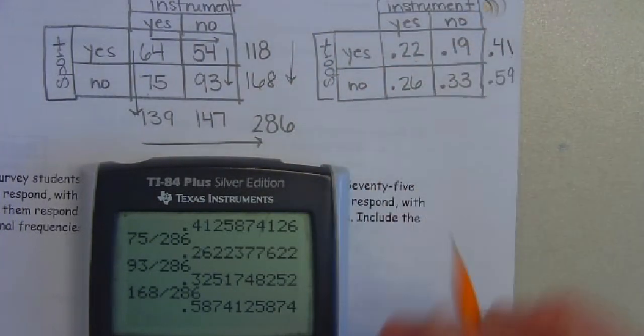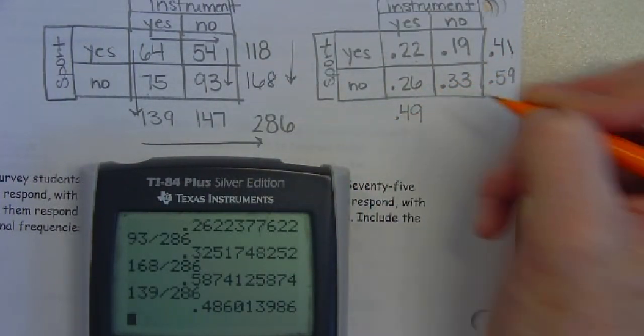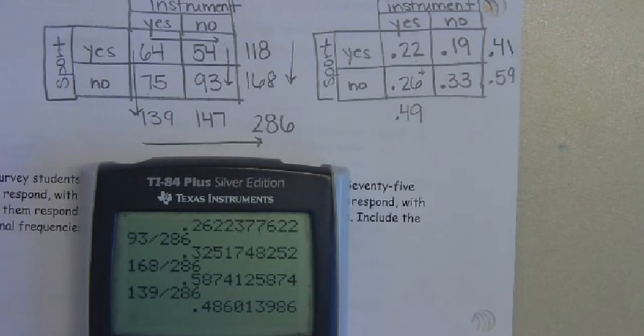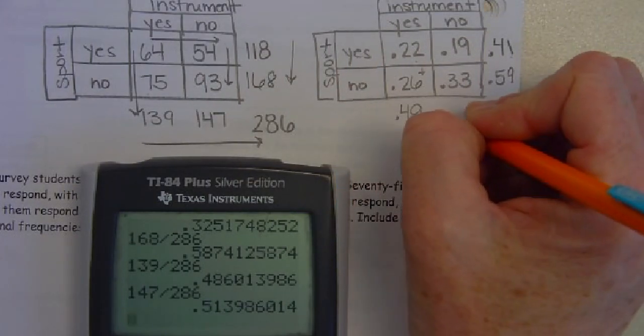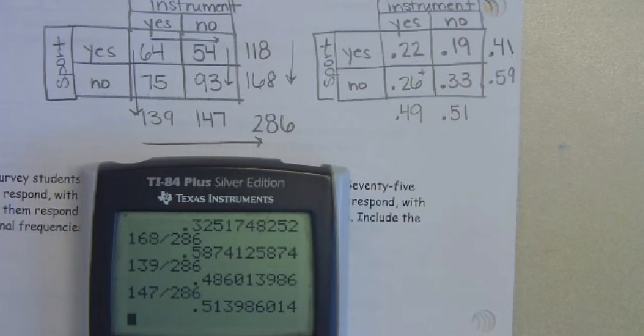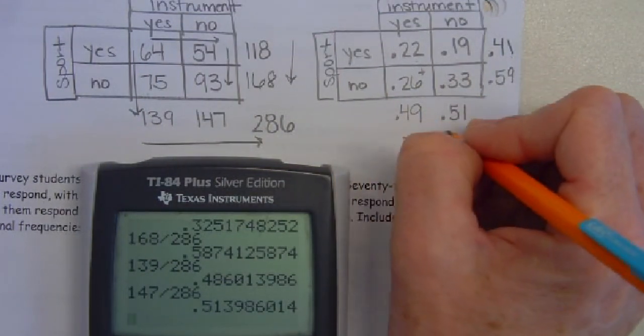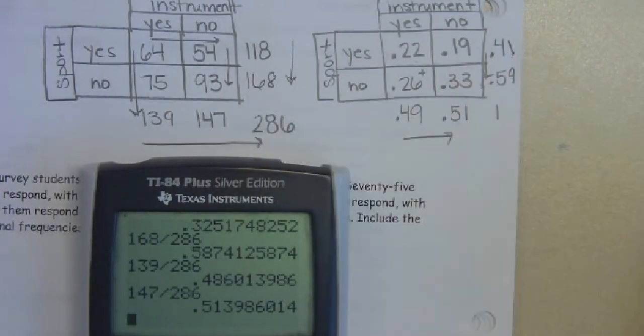Then on my bottom one, I could go 139 divided by 286 and get 0.49, or I actually could have just added those down. They might be a little off based on your decimals, but it's still fine. I then could have done 147 divided by 286 and gotten 0.51, or added those up and gotten 0.52. And again, it would have been fine if this was 0.48 and 0.52. But if you add these up and you add those up, you should always get the number 1.